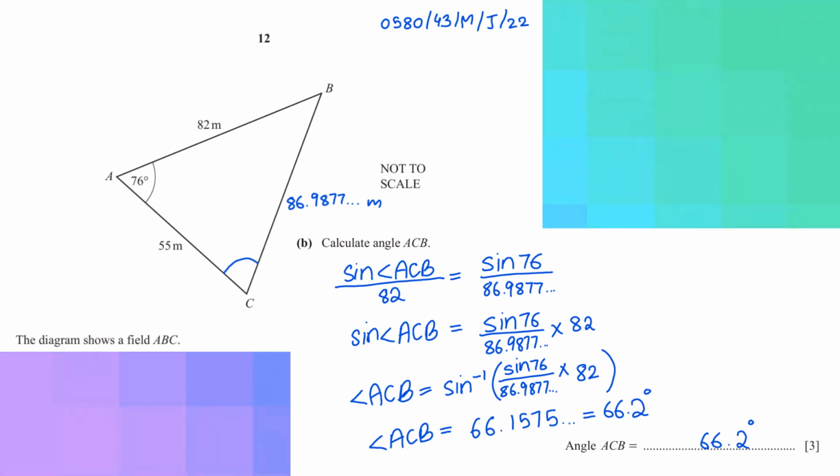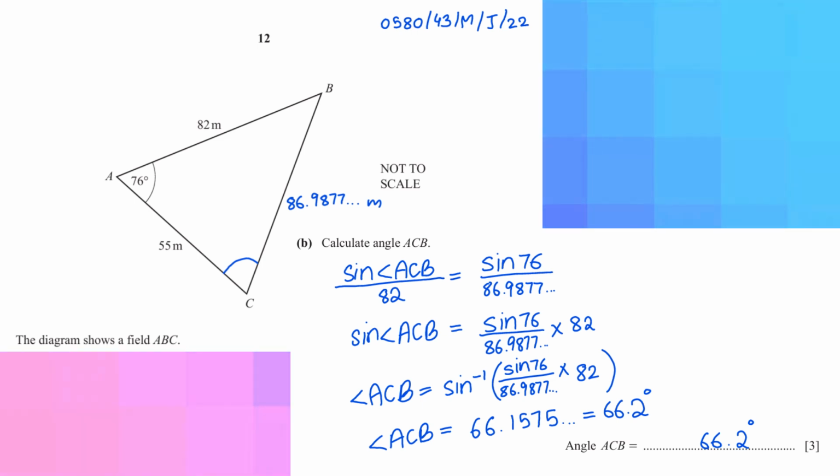So, moving back to solving Part B of this question, first we substitute the respective values into the sine rule formula for finding a missing angle and get sine of angle ACB over 82 equals to sine of 76 over 86.9877, and so on. This is the value we found in Part A, but we are using the longer version, not the rounded value, as the longer value will give us a more accurate answer. Also, I've already explained the topic sine rule in detail in a previous video, so if you need to understand it, please refer to my video on the sine rule.